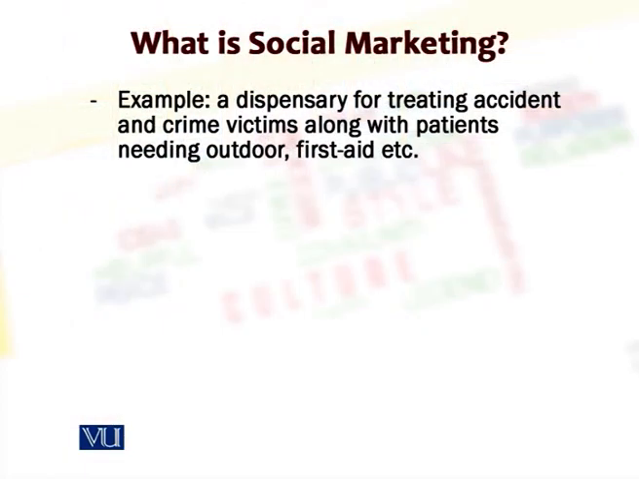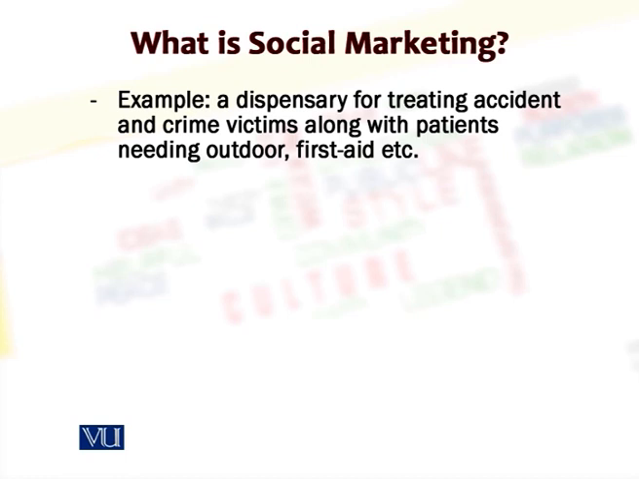Let me give you a couple of examples, or rather two examples, which are very parallel to each other. The one falls within the domain of generic marketing and the other within social marketing. However, both pertain to the NPO sector. The first is about a dispensary which you as a group of the social marketers are running. The dispensary is all about offering medical treatment to accident and crime victims, offering medical first aid to the walk-in patients, and so on and so forth.